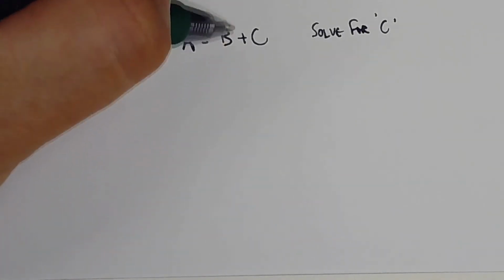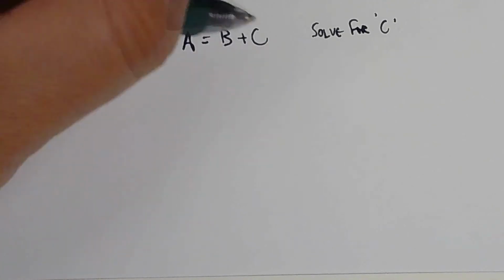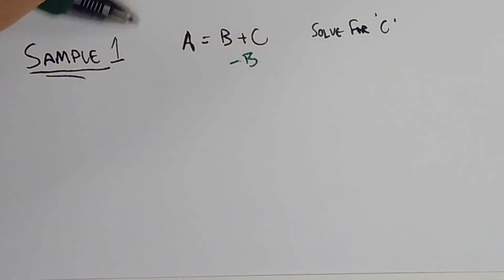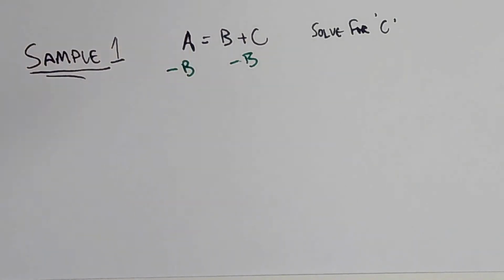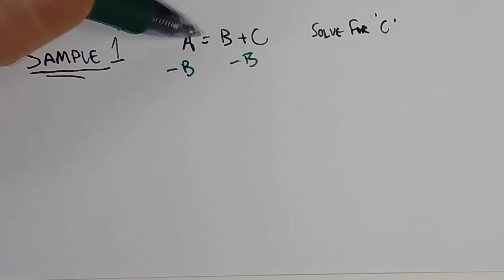So we want to get rid of B. In order to get rid of B, since it's B plus C, we want to subtract B, because B minus B would get rid of B on this side. And if we subtract B from this side, we have to subtract B from the other side too. We have to subtract B from both sides. If I only subtract B from this side, I've broken the equal sign.